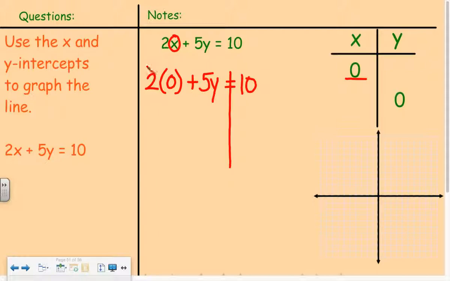So 2 times 0 is 0. So I'm just going to cross that off. And then I'm left with 5y equals 10. And then to solve this, the opposite of 5 times y is dividing. So I'm left with y equals 2.